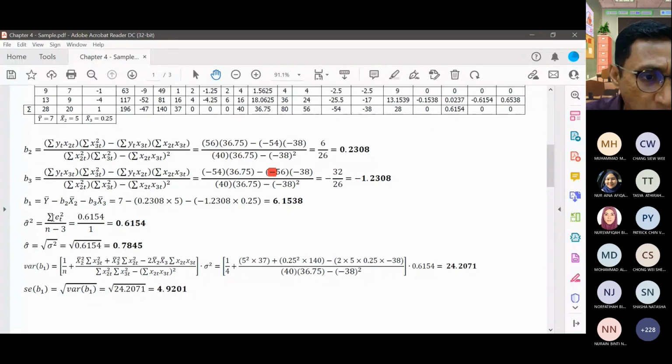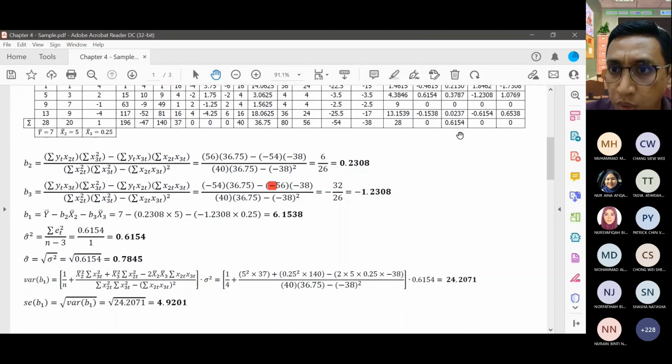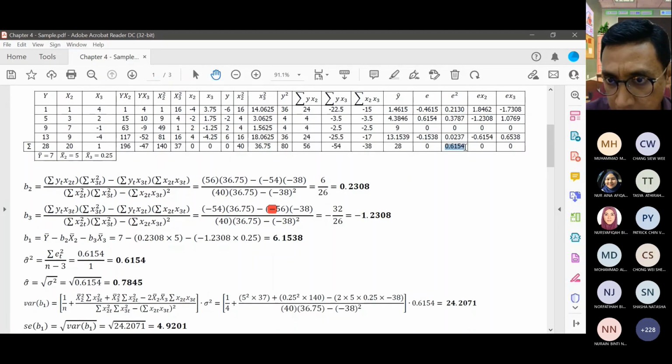So this sum of squared residual is 0.6154. That's why we calculate this. Okay, 0.6154 over 1, because 4 minus 3 equals 1, we have 0.6154. So this is the residual variance, the variance of the regression model. And then we square root 0.6154 to get its standard error, 0.7845.